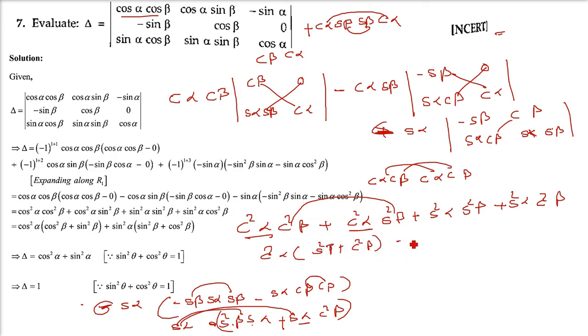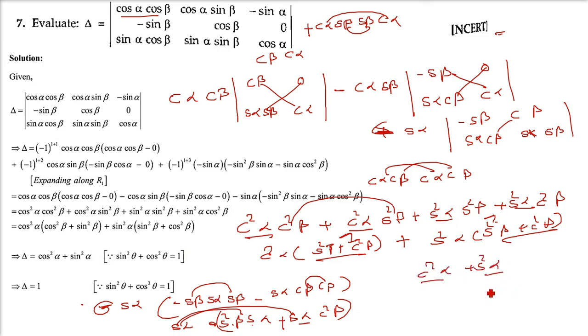From the second one we can take sin square alpha common, and inside this we get sin square beta plus cos square beta. Sin square beta plus cos square beta is 1. Both of these are 1. Now we are just left with cos square alpha plus sin square alpha, and sin square alpha plus cos square alpha is 1. So there you get 1, right?